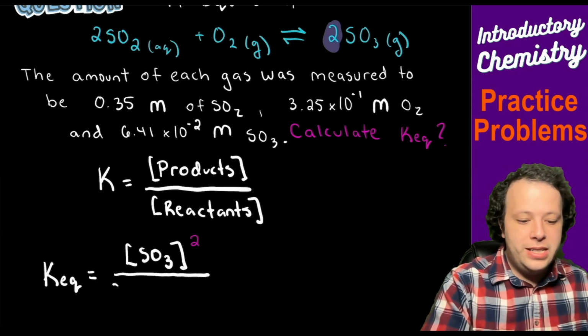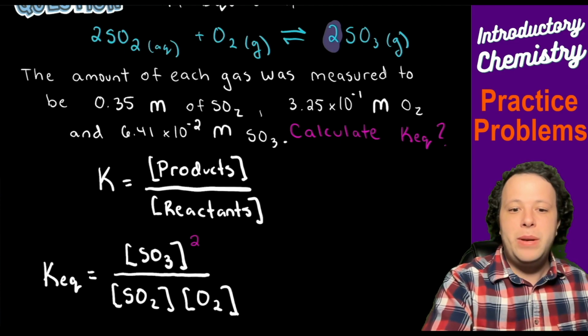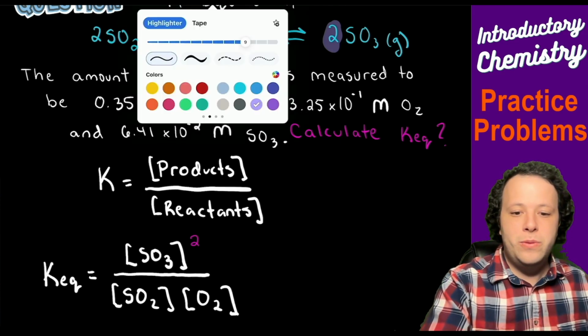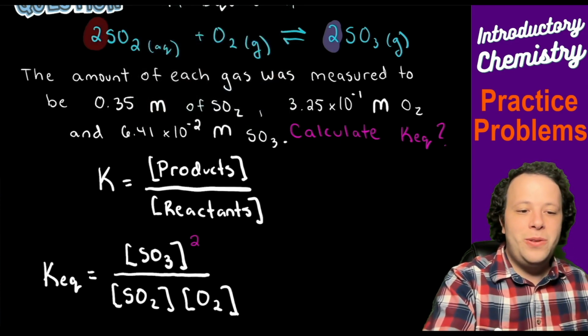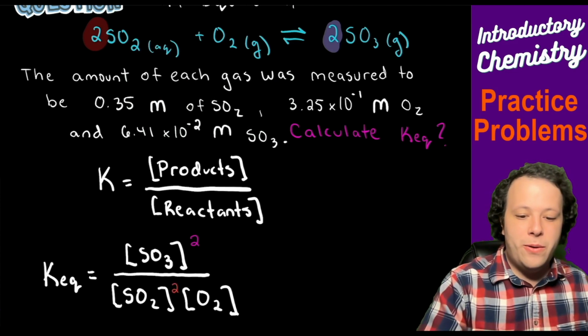We have our reactants, so we have SO2, and then we also have oxygen. And you might be yelling at your monitor right now, like, oh, wait, there is a coefficient for SO2. So let's do that. We are going to put that to a power as well.